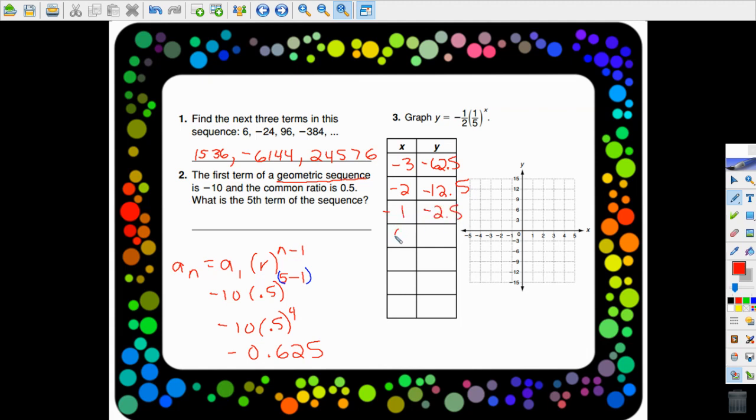-2.5. There's usually only a few points that will fit on your graph, so don't worry if your graph is not quite the way you want it to look. That's how exponential graphs are. All right, so -3, -62.5, that's off my graph. -2, -12.5, -1, -2.5, 0.5, and it just keeps getting closer to the x-axis, but it will never touch the x-axis and it will never cross. So be careful with your arrow right there.